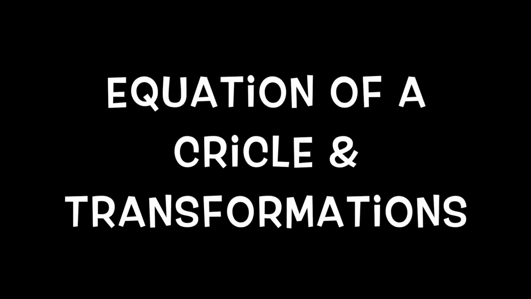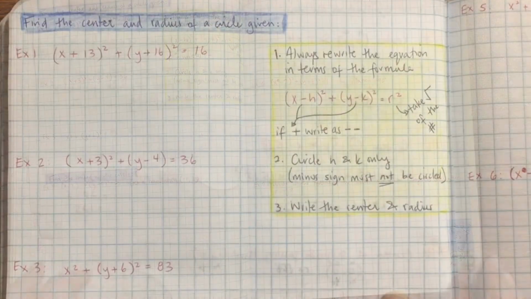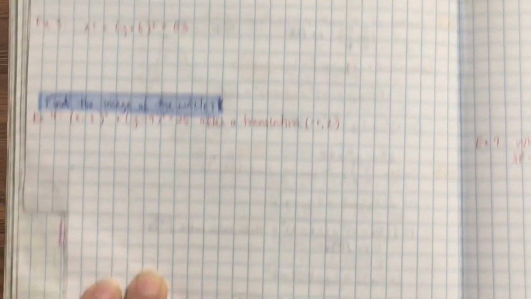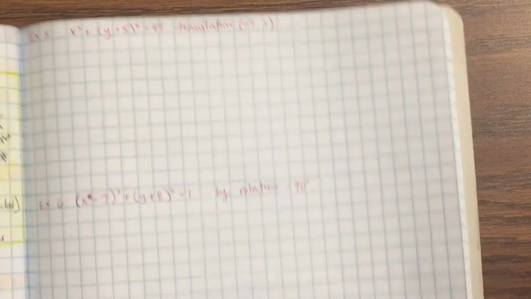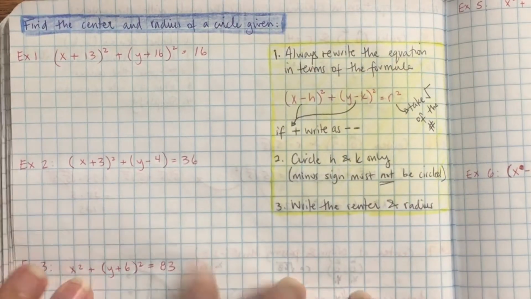Take a look at an equation of a circle and transformations. Okay, so we're going to make a tab, call it equation of a circle and transformations. Then go ahead and pause the video and copy each thing down. Alright, so let's take a look at the first one.